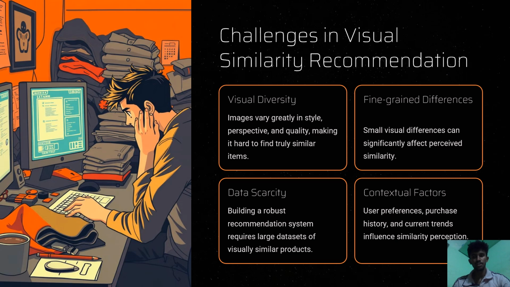The next one is fine-grained differences. Small visual differences can have a significant effect on similarity. The next one is data scarcity. Building a robust recommendation system requires large datasets of visually similar products. The next one is contextual factors. User preferences and purchase histories also influence similarity.